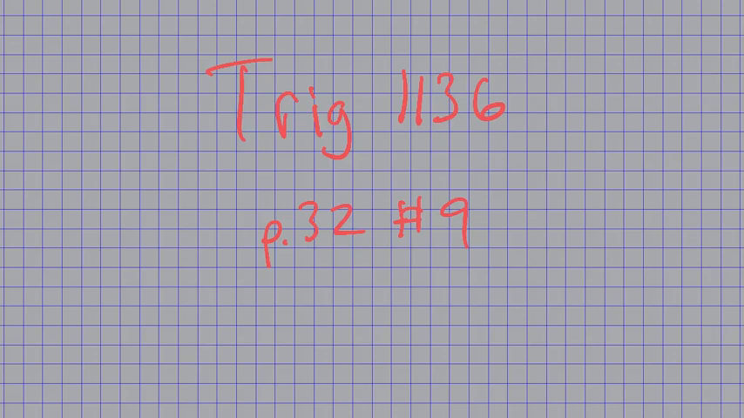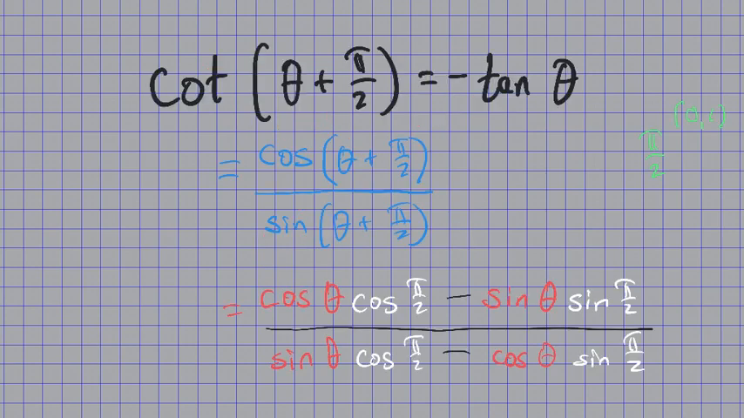All right, let's do a lesson for problem 9 on page 32 of a Trig 1136. On this problem, we have the cotangent of a sum of angles, theta plus pi over 2, and we're trying to prove that it equals negative tangent of theta. That's going to be our last step.